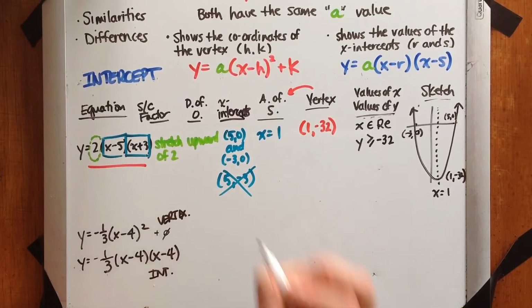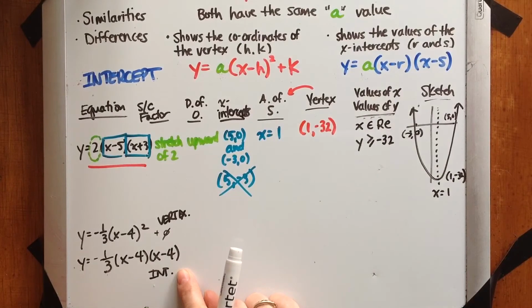And it's important here to note that there are many parabolas which we can express as an equation in vertex form and intercept form. But there are some that we can't do intercept form with because they don't cross the axes, and we'll study that in the next unit.